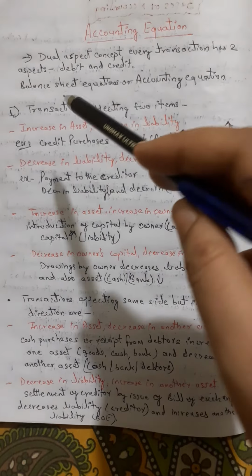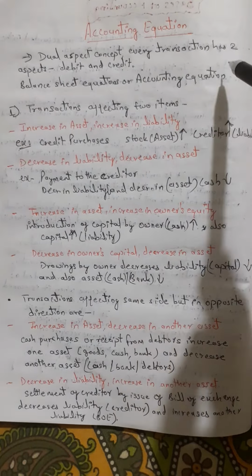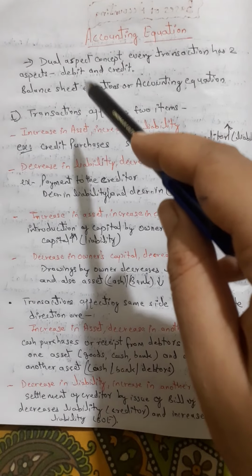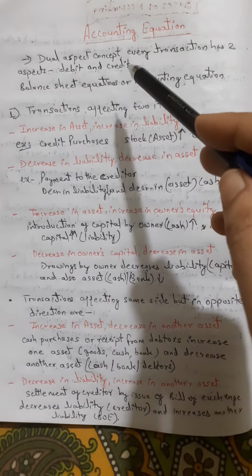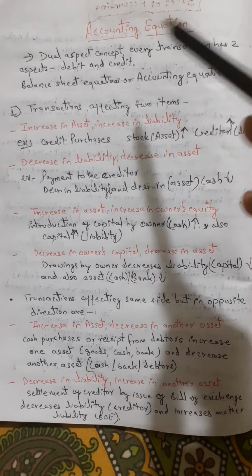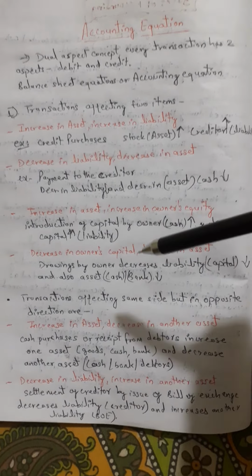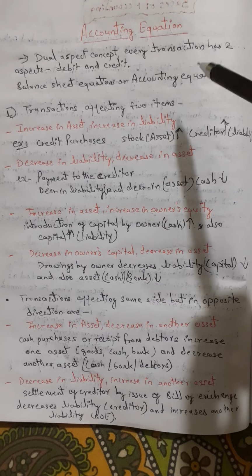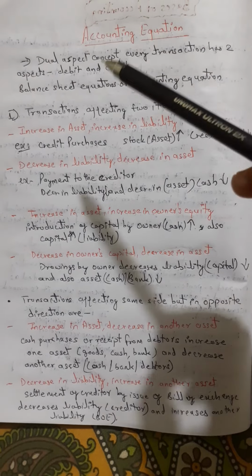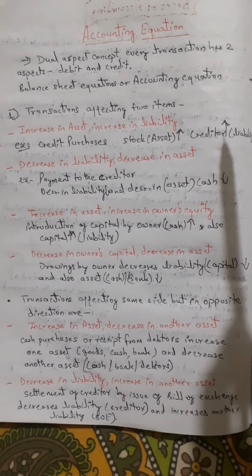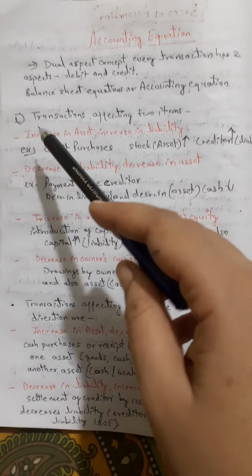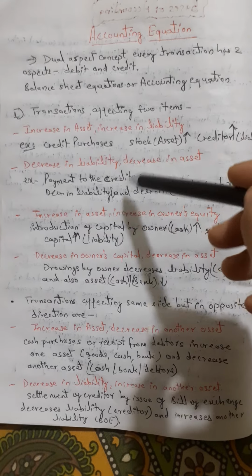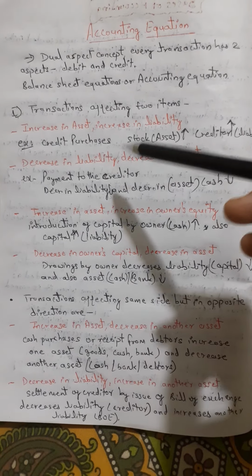Dual aspect concept: every transaction has two aspects, debit and credit. Every transaction has two sides, which are represented by debit and credit. You should remember this, we are learning the double entry system. Under the double entry system, we have to follow both the sides. We have to look into both the sides of any transaction. Got it?